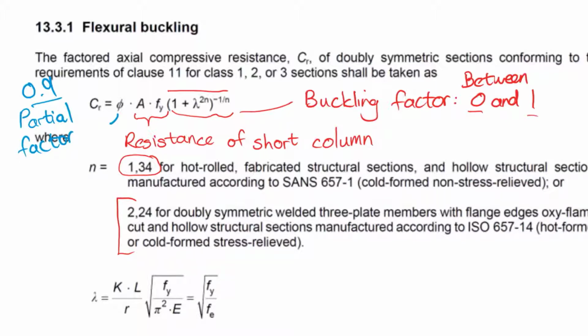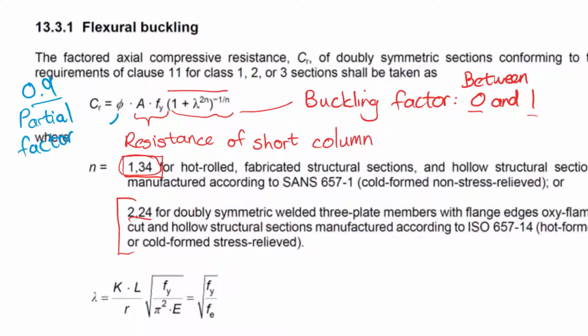So if you do a lot of effort and form it carefully and stress relieve it, use a different n value. You would have to specifically be told, for a very special structure, to use that. So if in doubt, you pretty much always use that 1.34.